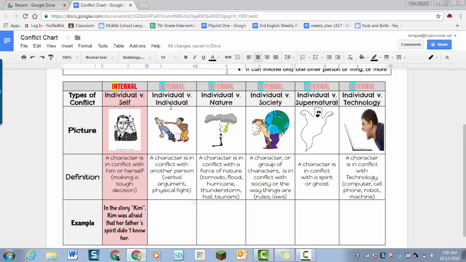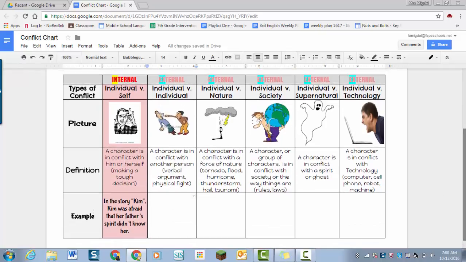So the next one is individual versus individual. This is another very common conflict when a character is in conflict with another person. A verbal argument, a physical fight, something like that. But it could also be a group. As long as the 2 forces are even, like it could be one team against another team. A football game, for instance, is an individual versus individual conflict. Both sides are even, okay? Can you think of an example of a movie or TV show that you know, or book that you know has an individual versus individual conflict? So you can stop this video and see if you can fill it in.